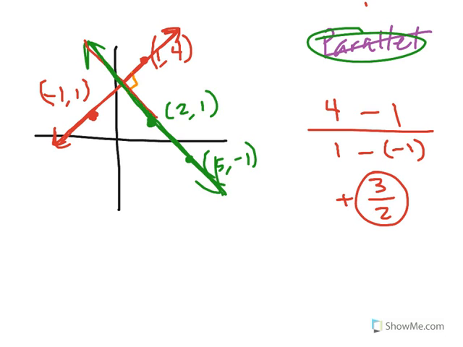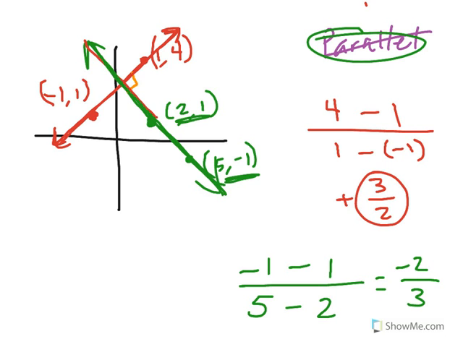So if I look at my green ones, I had -5, 1, 5, -1, and 2, +1. So let's take the y values and subtract them. I get -1 minus 1. Then I take the x values and do the same thing, and I get 5 minus 2. So I end up with -2/3. Okay, this time it's a negative slope.